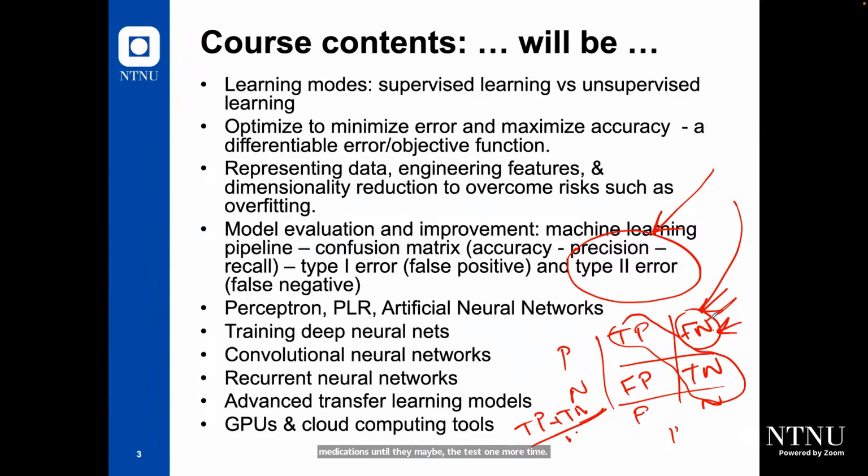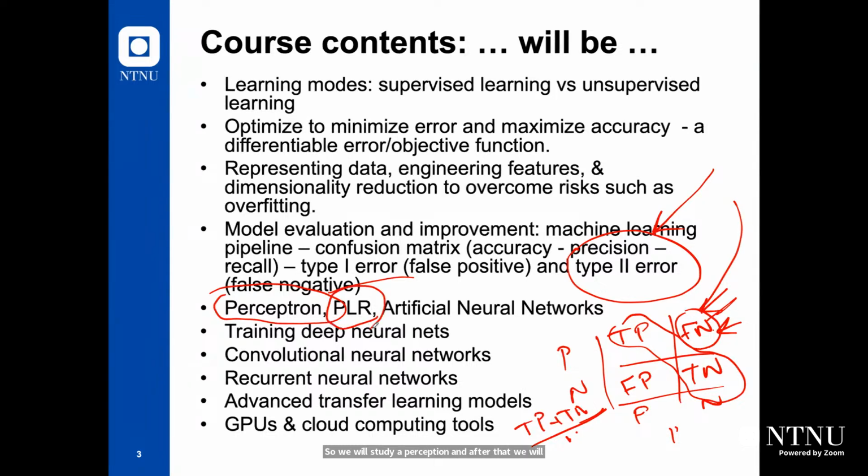We will start studying a perceptron. The perceptron is a very simple model, maybe the simplest model ever, but it is the basic unit of an artificial neural network. So we will study a perceptron, and after that, we will study something called the perceptron learning rule.